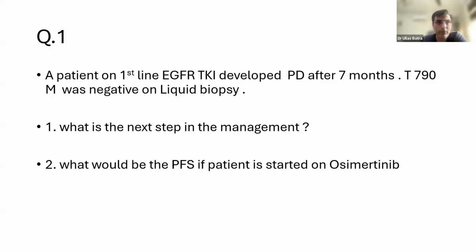So this has come back negative. You would like to do a tissue biopsy. That's what you said, Dr. Chakradhar? Yes, sir. Why would you like to get a tissue biopsy? Sometimes tissue biopsy has the... So let us say a liquid biopsy comes as T790M negative and tissue biopsy comes as T790M positive. So we'll consider it as a mutation and we'll go for third-generation osimertinib. Fantastic. Now let us say tissue biopsy comes as negative and liquid biopsy comes as positive.